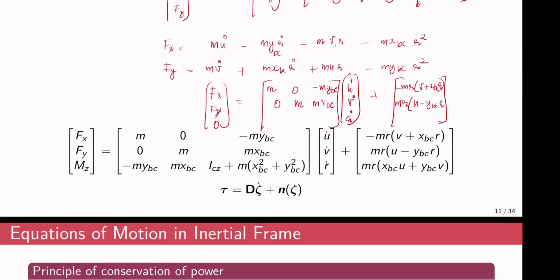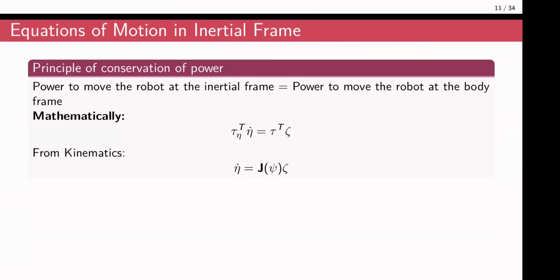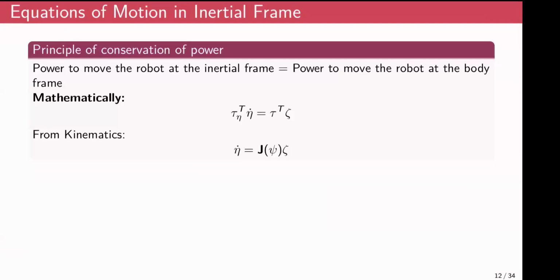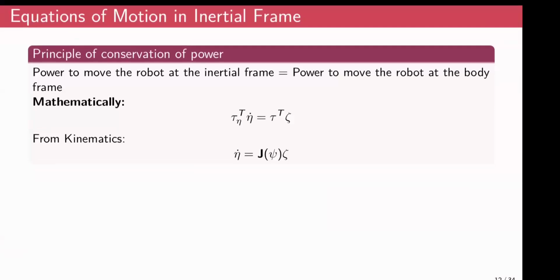Okay, right. So we have derived this entire equations of motion with respect to the body fixed frame of reference. These are nothing but the velocities with respect to the body fixed frame of reference. But sometimes we would like to derive this entire equations of motion with respect to the inertial frame of reference. So then how do we do that? We do that using the conservation of power.